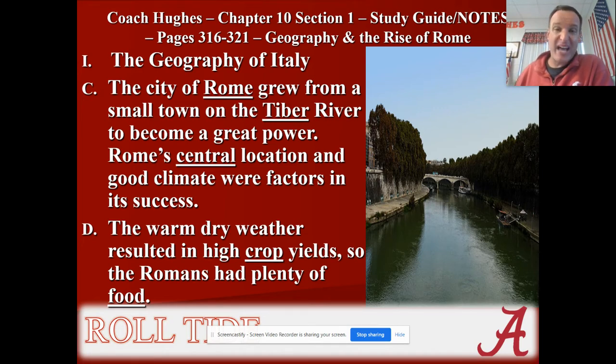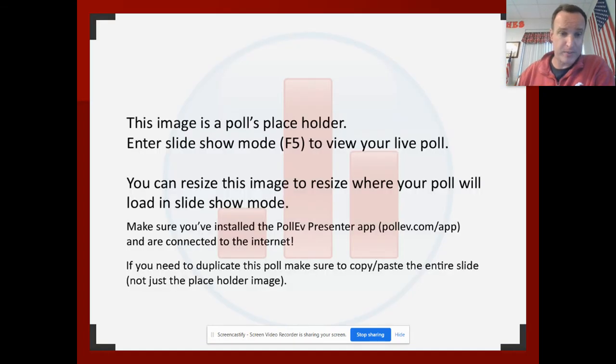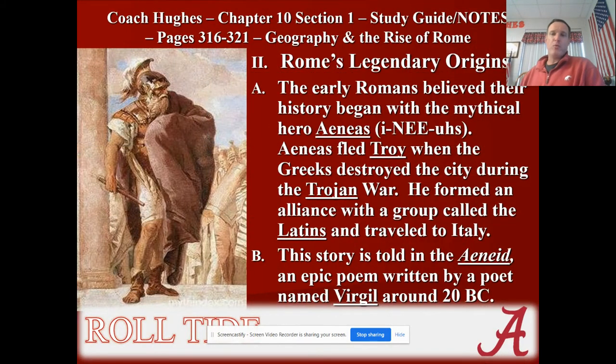But they are right now at the beginning producing a high crop yield, which means you have just tons of food. And when you have extra food, that allows other people to take on different roles and different jobs. All right, Rome's legendary, and I do mean legendary, origins.